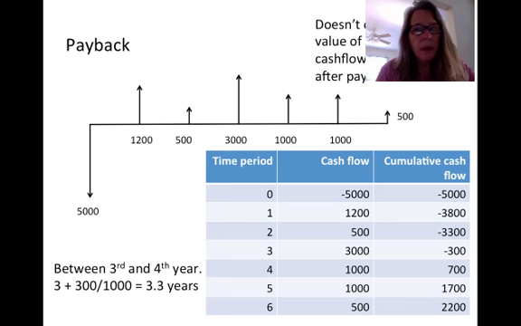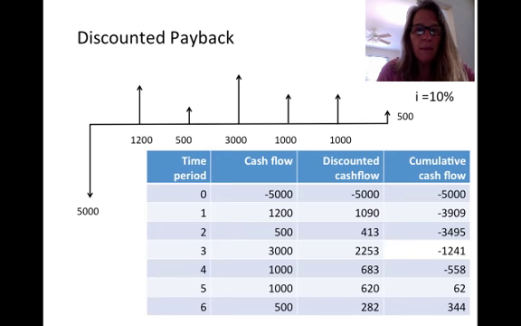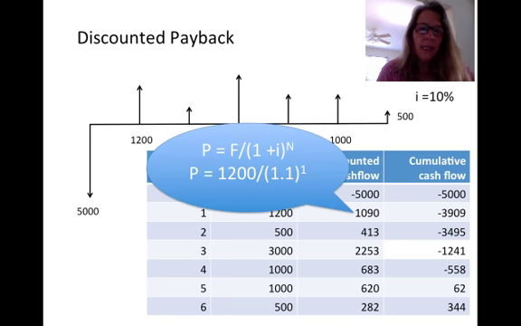But to take care of the concept associated with time value of money, people use a discounted payback. So in this case, we assign some interest rate. And what we do is the same thing where we take the time period and the cash flow, but then we calculate the discounted cash flow. In this case, you can see that the discounted cash flow in time period 1 is the cash flow in time period 1 of $1,200 discounted back to the present value. So it's just discounted 1 year at 10%, and it becomes $1,090.